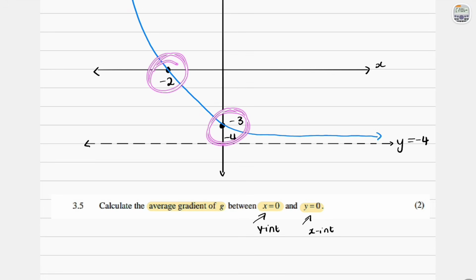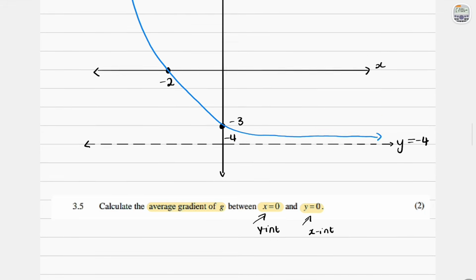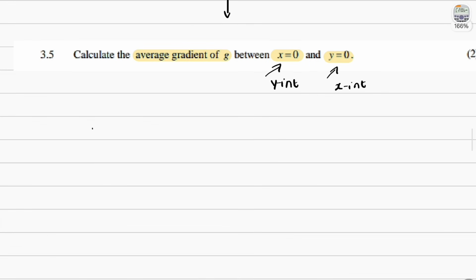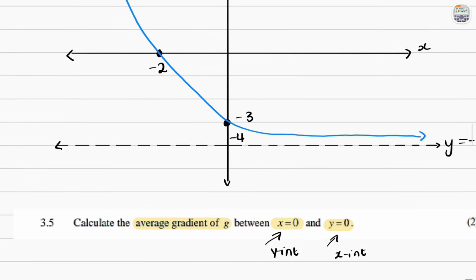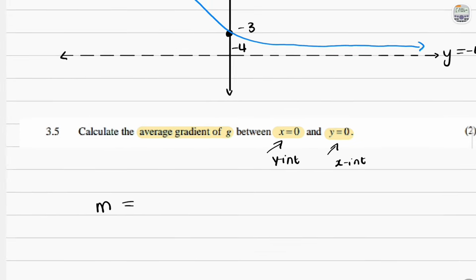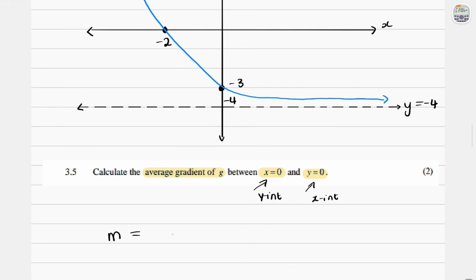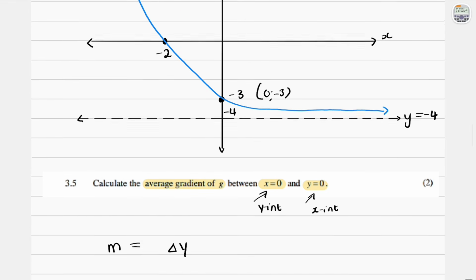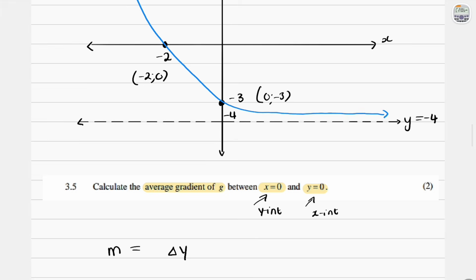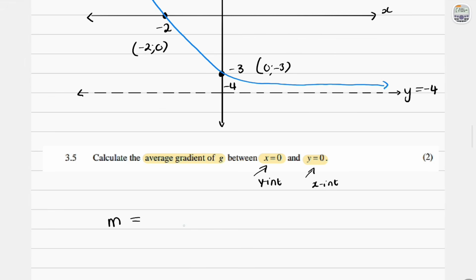So they just want you to find the average gradient of g between the x and the y-intercept. That's all. So we're going to have to take the corresponding y value. To find the average gradient, we just say the change in y over the change in x. So it's going to be change in y, meaning take the y value here minus the y value here. Just remember what this point is. This is negative 3 as a y-intercept. So this is 0 and negative 3. You know the point. And this is negative 2 and 0. So this is y2 minus y1.